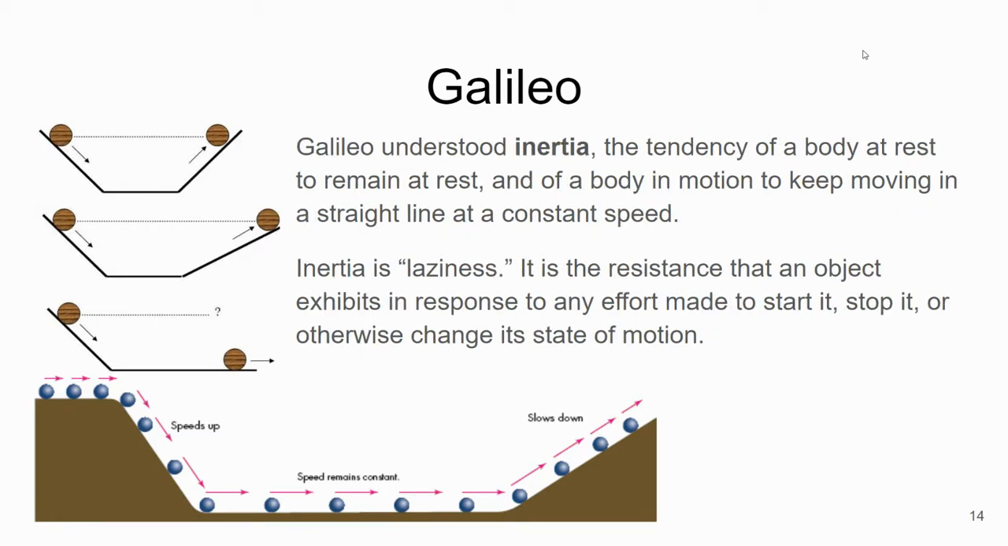So this is the idea of inertia, which is the tendency of a body at rest to remain at rest, and the tendency of a body in motion to keep moving in a straight line at a constant speed. So inertia is laziness. It is the resistance that an object exhibits in response to any effort made to start it, stop it, or otherwise change its state of motion. So basically, whatever the object was doing, its inertia makes it want to keep doing that. If it wasn't moving, it wants to continue to not move. If it is moving and you don't put any outside force on it, it will keep moving in the same way, meaning it will go in a straight line, constant speed. And that won't change until you start putting unbalanced net forces on it.